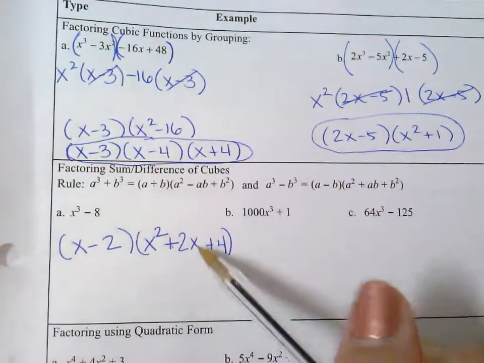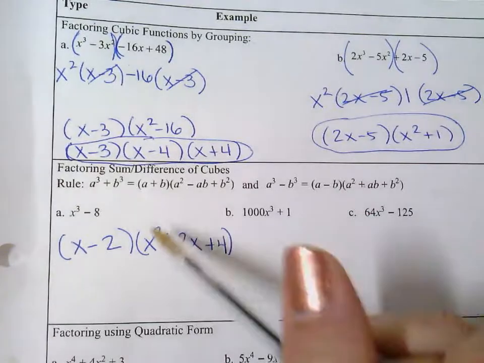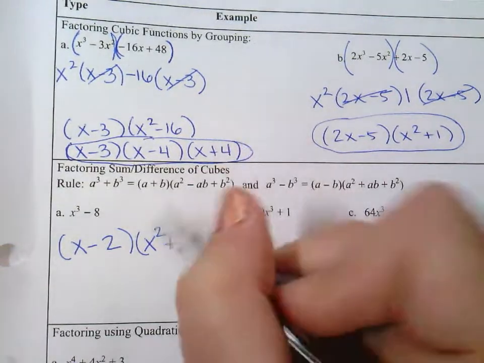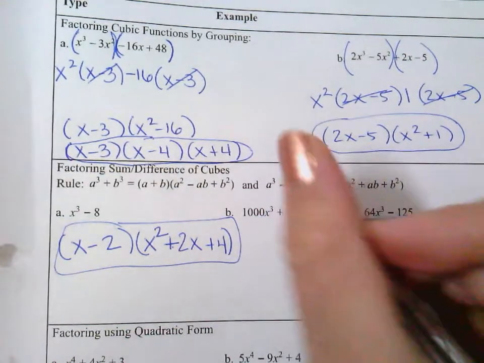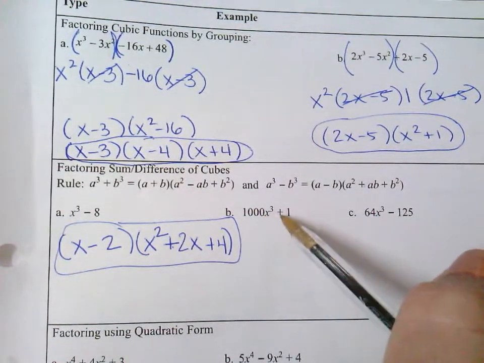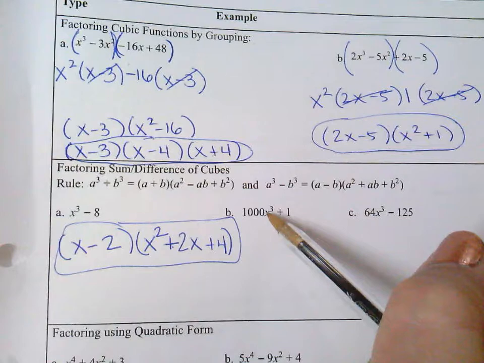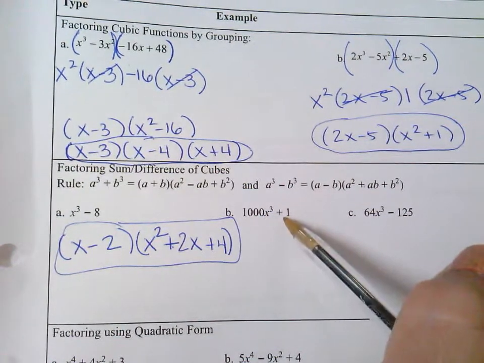And this trinomial is not factorable any further. So that is as far as you need to go. So let's do the same thing, but this time we have the sum of cubes. So I've got a plus sign.